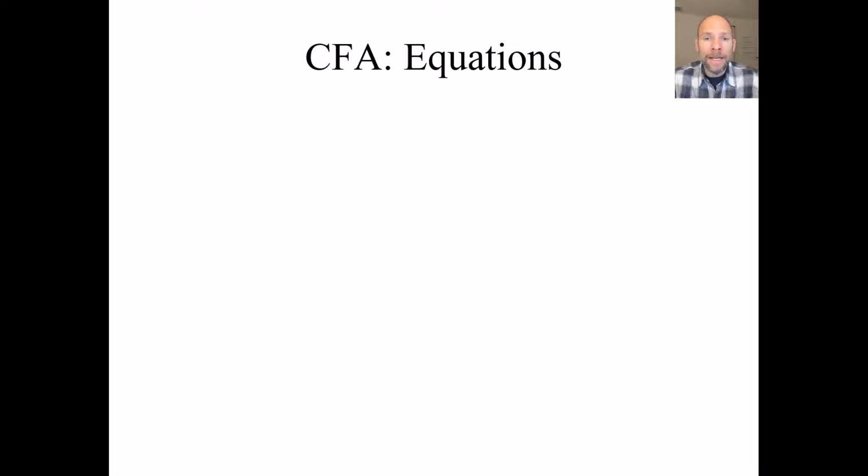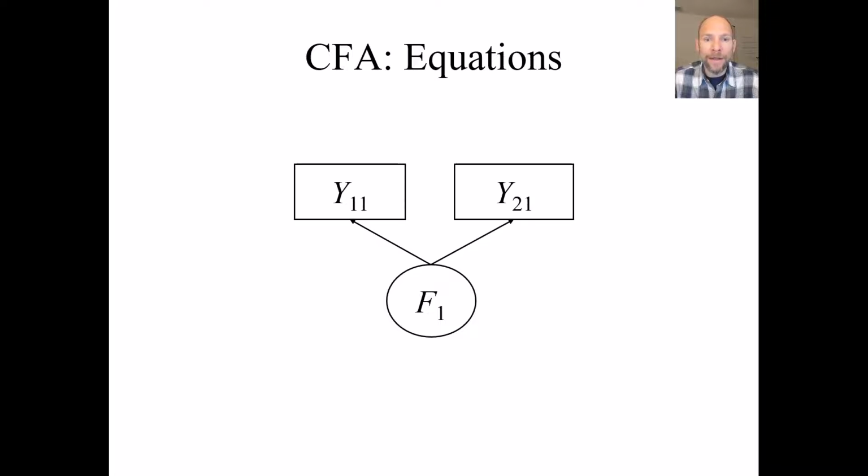More formally, a CFA model could be depicted like this, where we have a factor f1, and the factor f1 is measured by two indicators here, y11 and y21. The first subscript is for the variable, the second subscript here is for the factor. So this would be the first variable measuring factor 1. This would be the second variable measuring factor 1, and we have factor loadings lambda 11 and lambda 21 that are, as we will see, linear regression slope coefficients that have something to do with the relationship between the variables and the factor that they are supposed to measure.